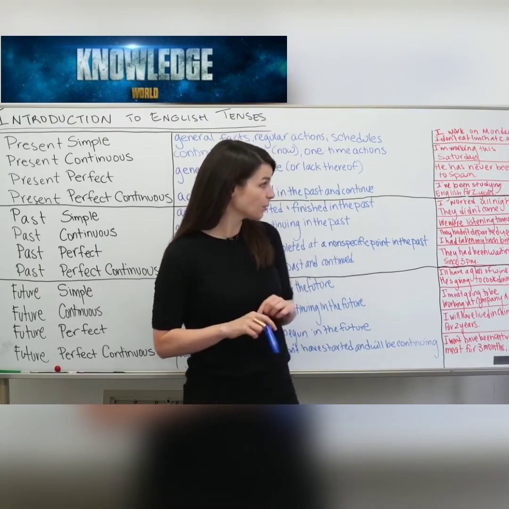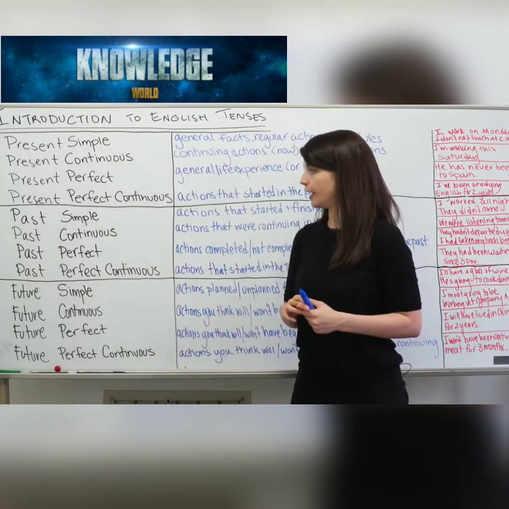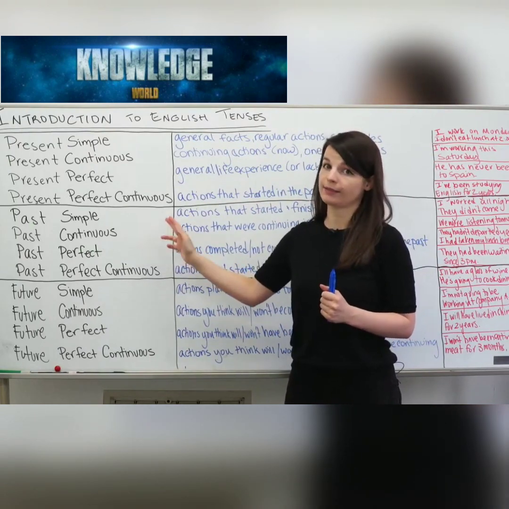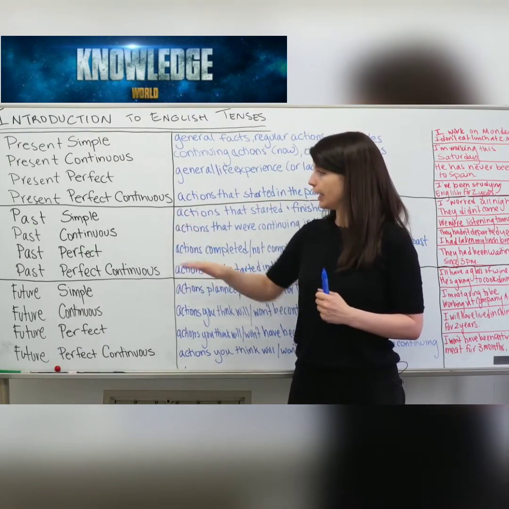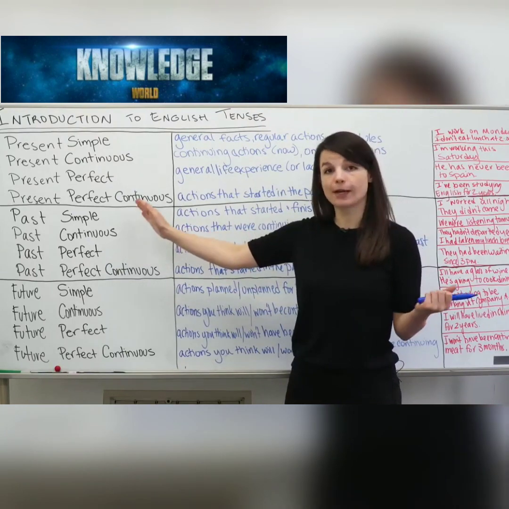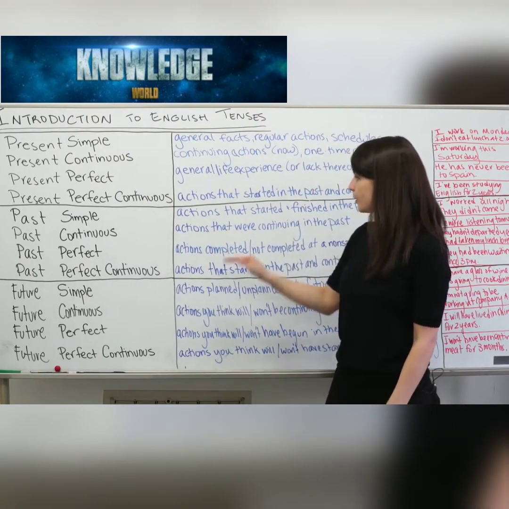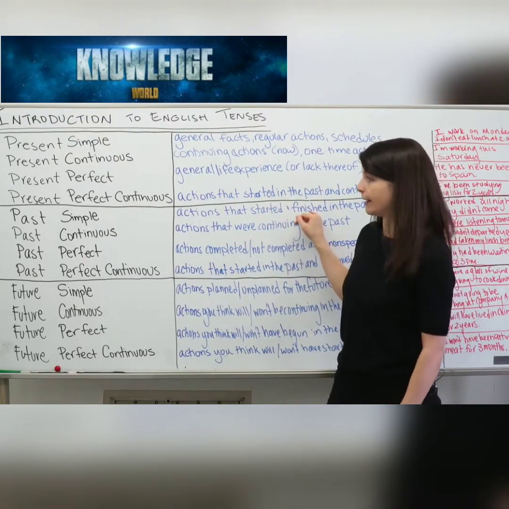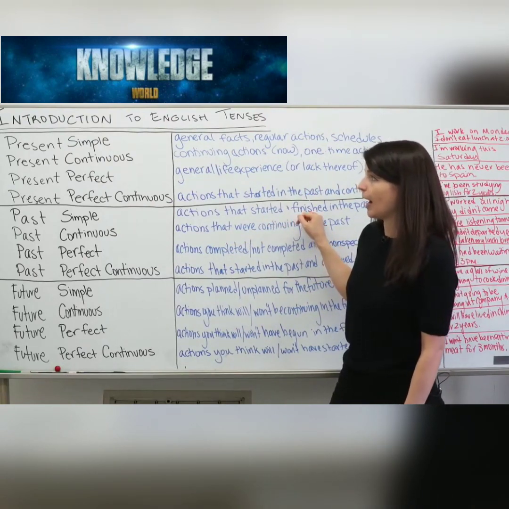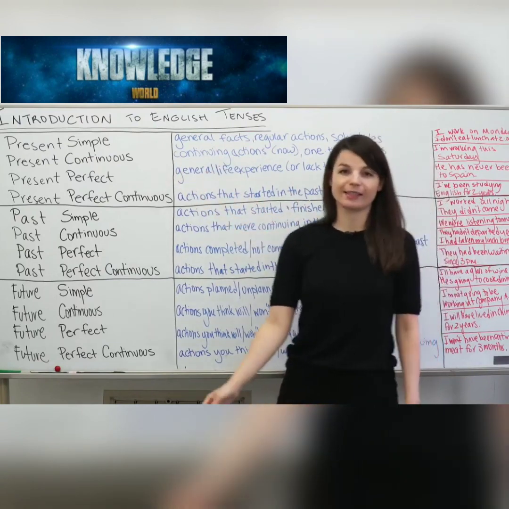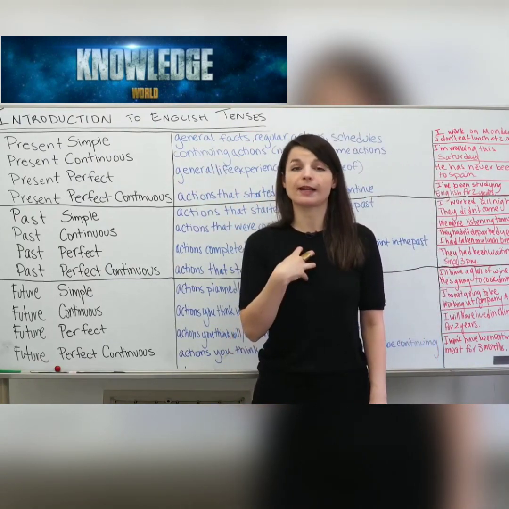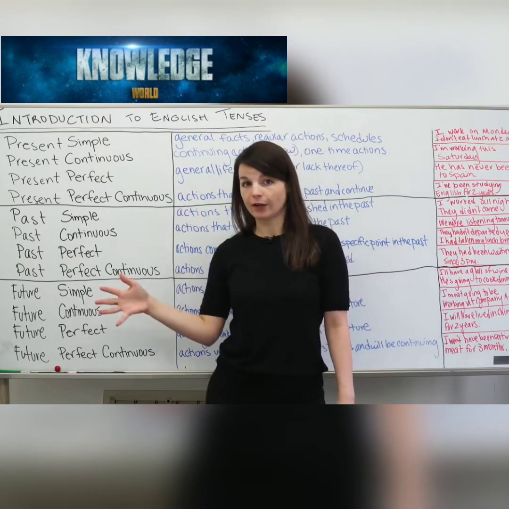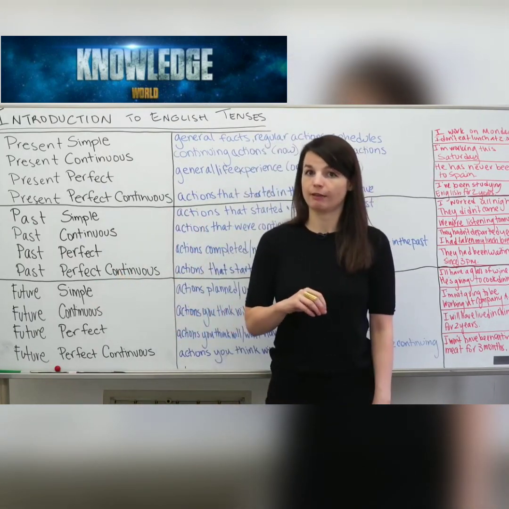Okay, let's move on to the second group for today, which is the past tense. Let's look at the 4 points in the past tense here. First one is the past simple, or just simple past tense. Simple past tense is used for actions that started and finished in the past. So for example, I taught simple present tense earlier. So I used past tense. I taught simple present tense because the action started and finished in the past.